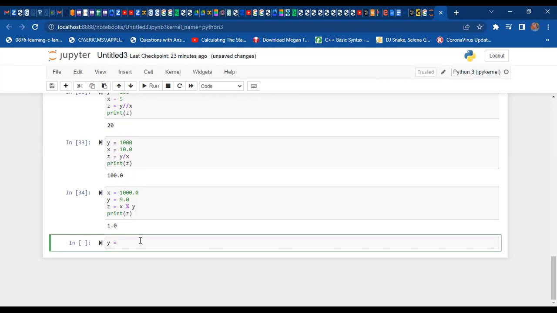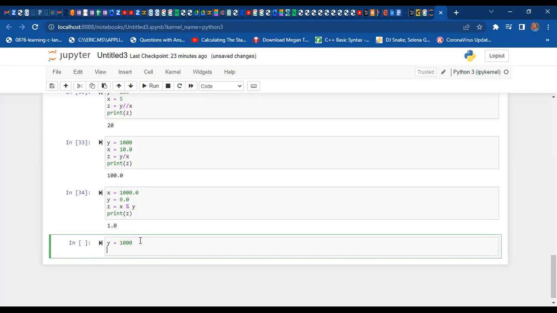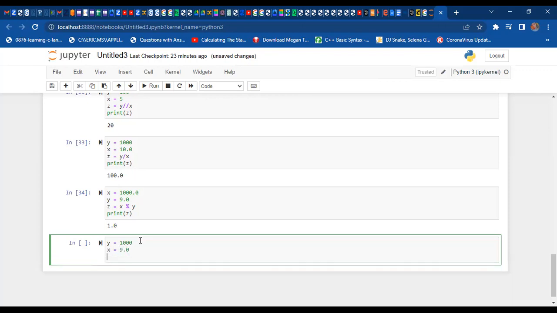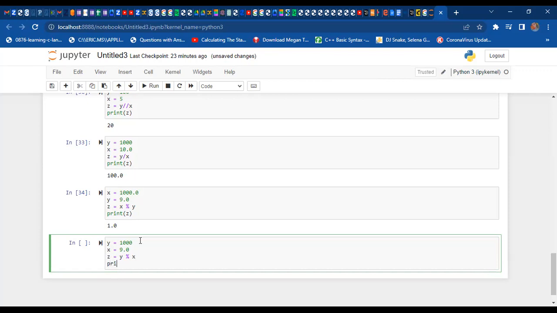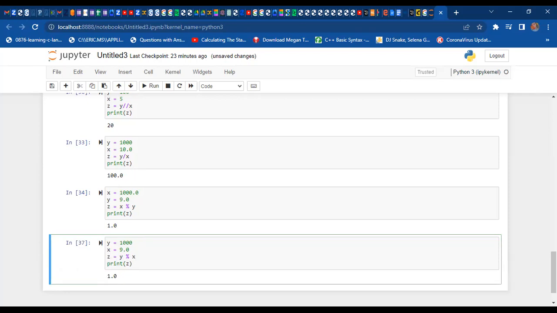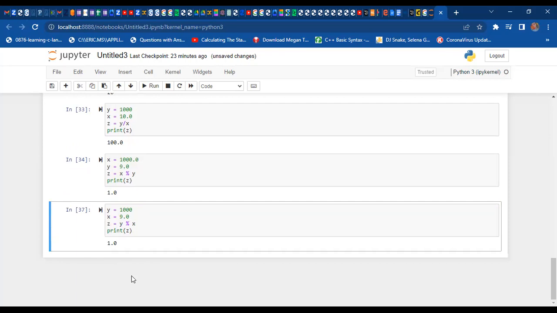Okay, first let us finish this modulus. Let us do a modulus with an integer and a float. We see how it turns out. y is 1000, x is 9.0. Then z is equals to y modulus x. Print z. Now it's going to be a float. As you can see, a float. Wherever there is a float, just know the answer will most probably be a float.